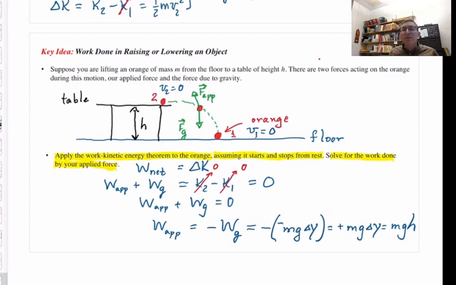And it doesn't matter whether I do this lifting of the orange slowly or rapidly. The orange starts from rest and ends at rest. The amount of work I do is m times g times h. Okay? Now that's a very handy thing to remember for calculating work done by applied force. When they ask you for that, they're almost always going to be asking you in a situation where the particle starts and stops at rest.